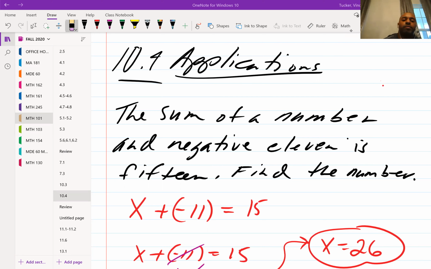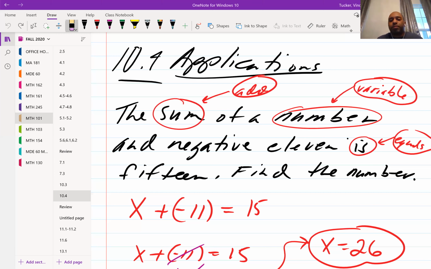So the first one here: the sum of a number and negative 11 is 15. Find the number. When you're looking at something like this, there are keywords that let you know what to do and how to set it up. So that's what we have right here. Sum is going to mean add. You add up your numbers.